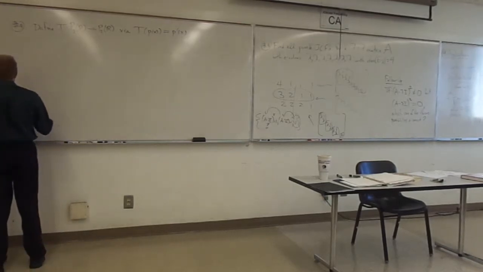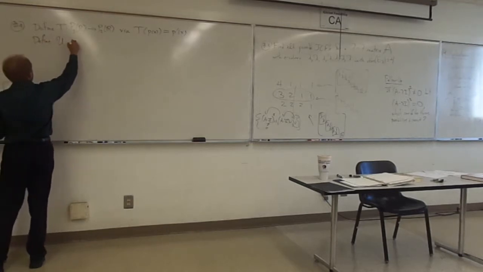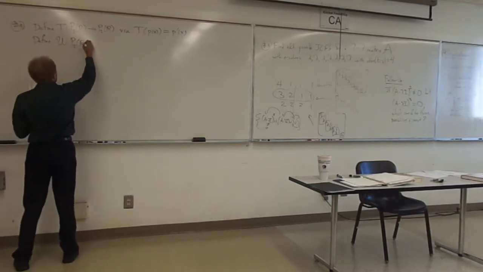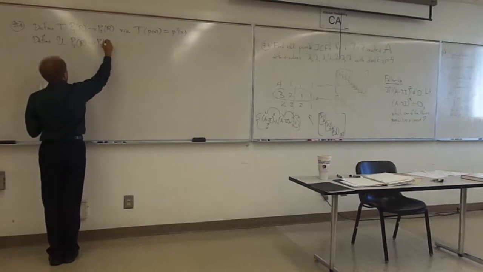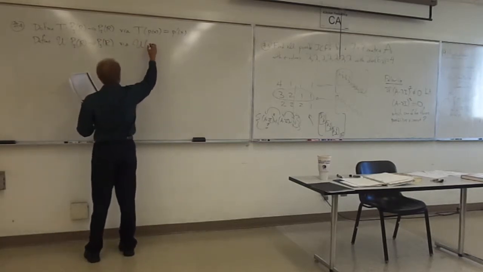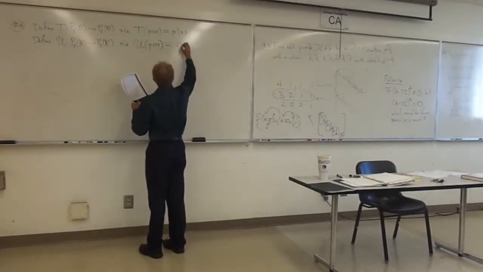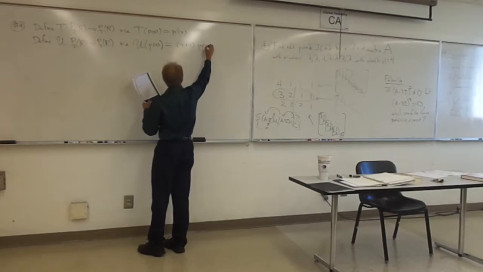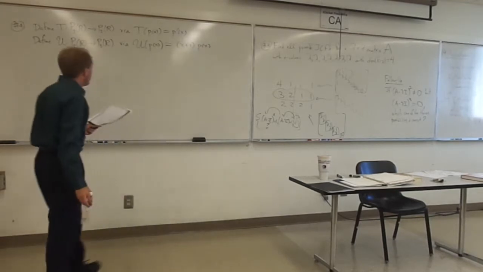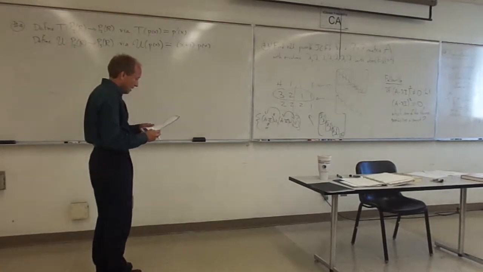And then I'm going to define U to go from P2 of R back up to P3 of R via U of P of X is equal to X plus 1 times P of X. Okay?